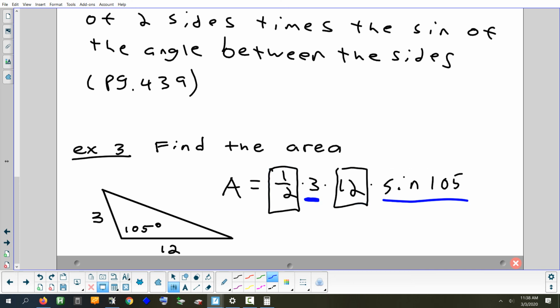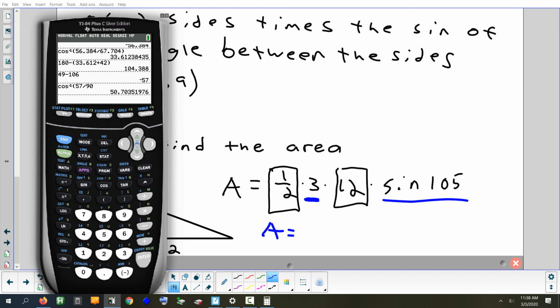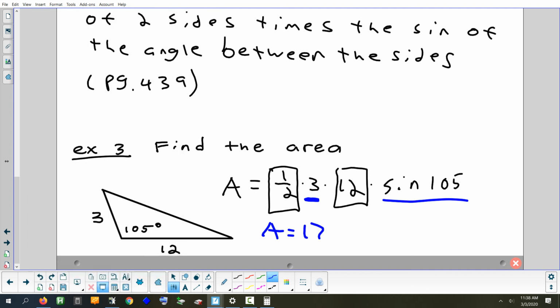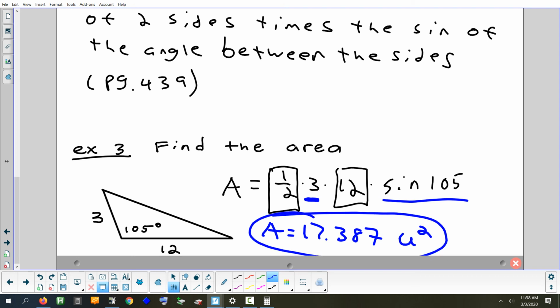All right. So what's half of 3 times 12? 18. So we get 18 sine 105. Okay, so 17.387. And because it's area, what should I put for a label? Units squared. Yeah. If I knew what the units were, I would have put them, but I don't. And that's a nice little formula for finding the area of a triangle. So 1/2 the product of the 2 sides times the sine of the angle between.